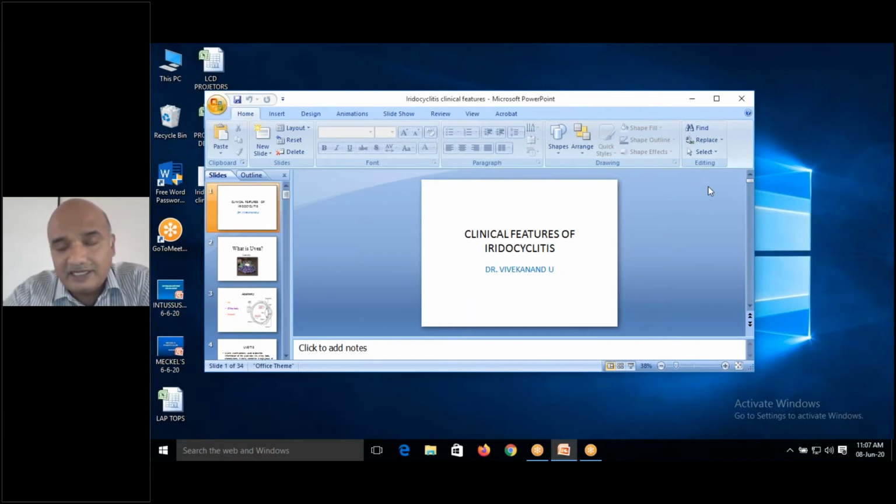Lens, what can happen to the lens? Lens can develop complicated cataract, either due to the disease or due to treatment. What can happen in the retina? Retina, patient can have cystoid macular edema. So all these are different types of clinical features.